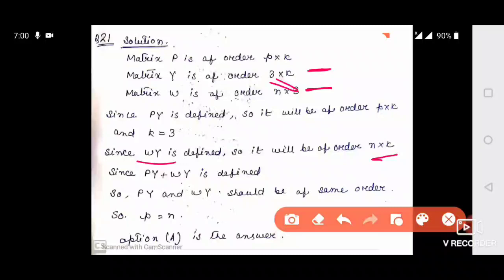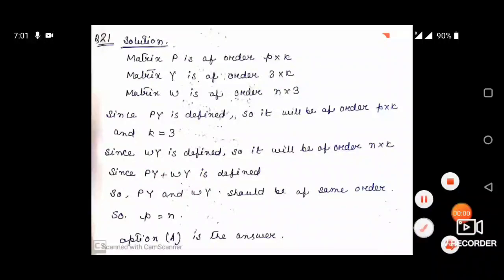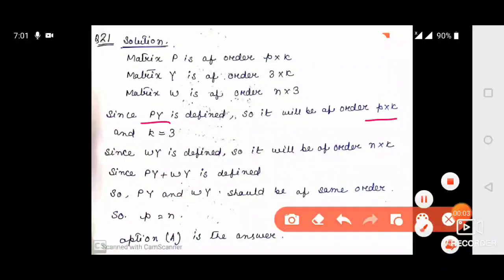Since PY plus WY is defined, that means PY plus WY we can find. Whenever we add two matrices, their order should be same. So the order of PY must be equal to the order of WY. Order of PY is p by k and order of WY is n by k. So they must be equal. So p by k is equal to n by k.